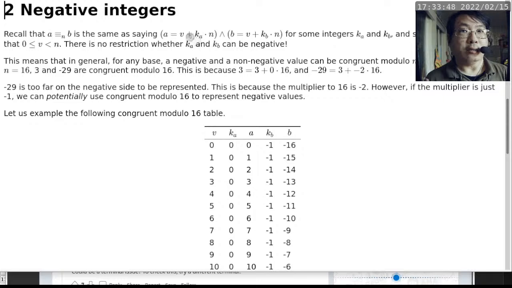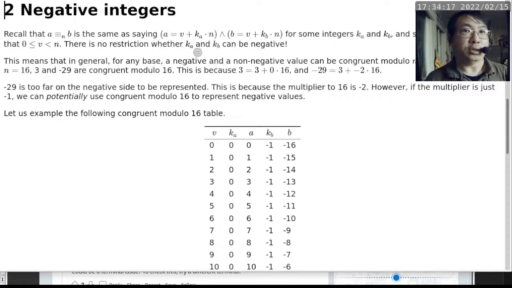So that's how it goes. I mean, A is really just the value after you plug in V and KA, and n is basically 16. So you plug in these values into this part of the equation, and you get the value of A, and then you plug in KB and B. Oh, excuse me. You plug in KB being -1 over here, and using the same V, then you end up with a value of B over here. So that's how you read the table.